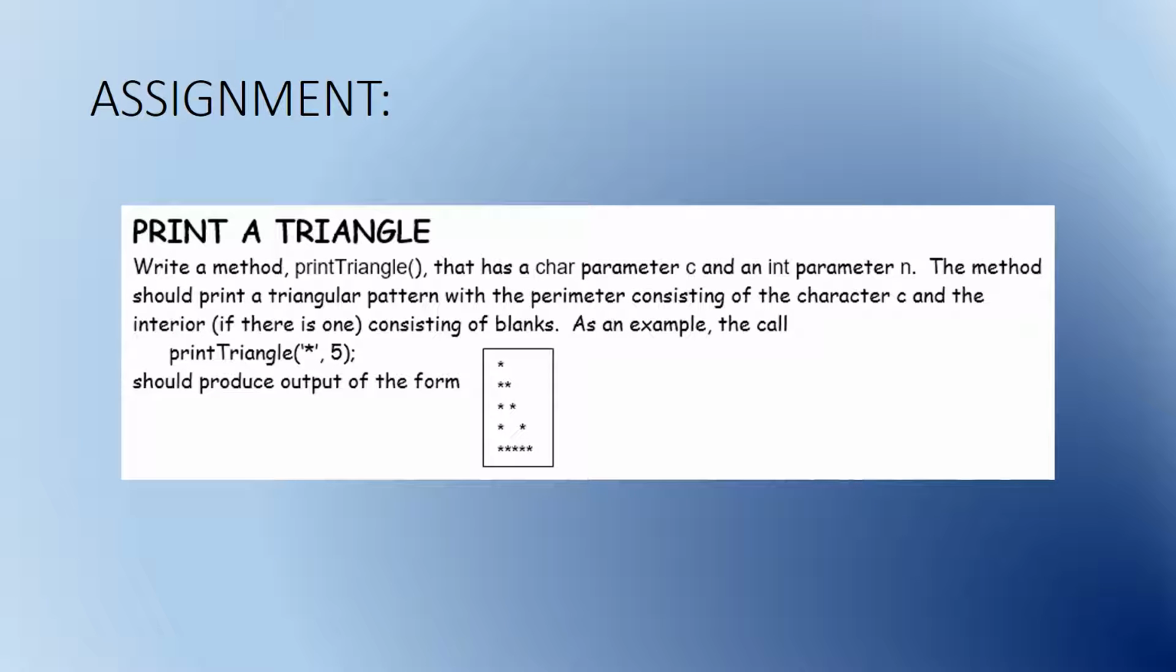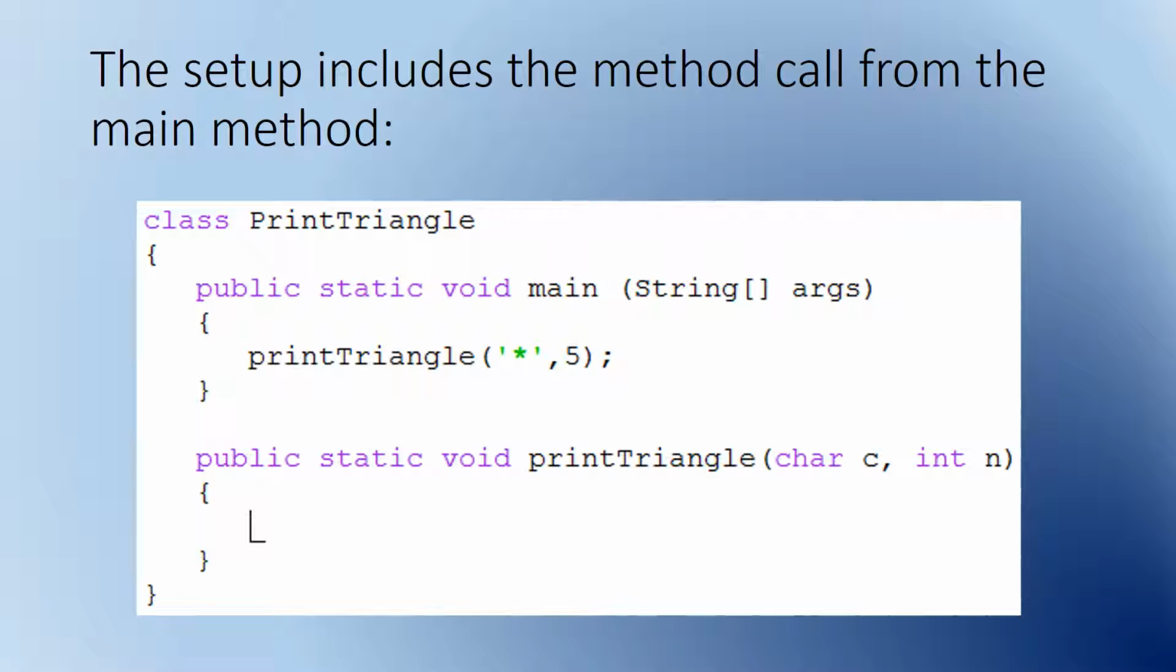This assignment uses 3 programming concepts: methods, for looping, and if structures. We start with the structure of our program, which has a class print triangle grouping 2 methods inside of it, the main method and the print triangle method. The main method has only one instruction statement, print triangle, which will invoke or call the print triangle method with 2 input values, a char input of a character star and an int input of an integer 5.